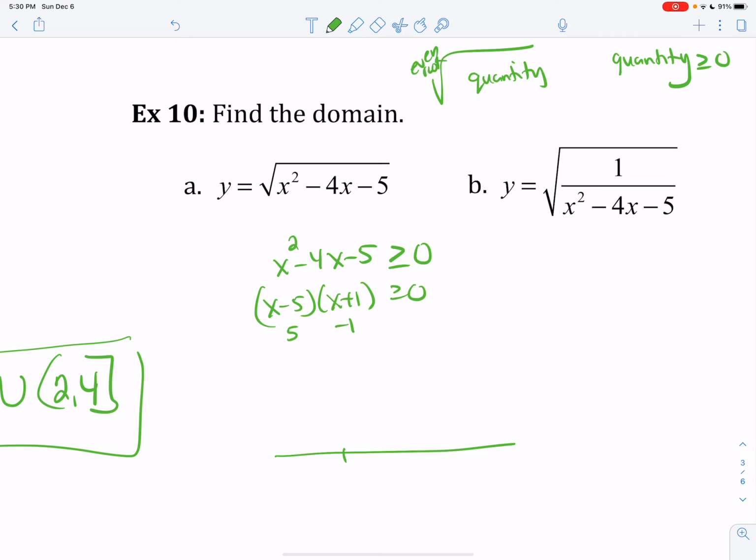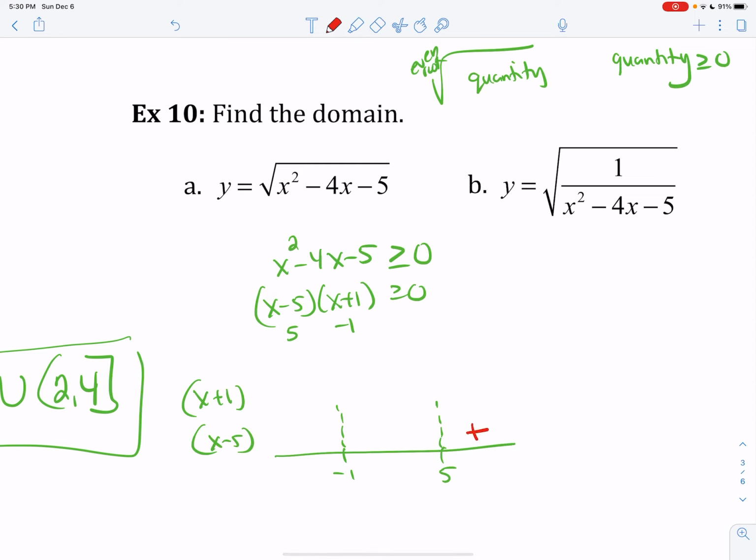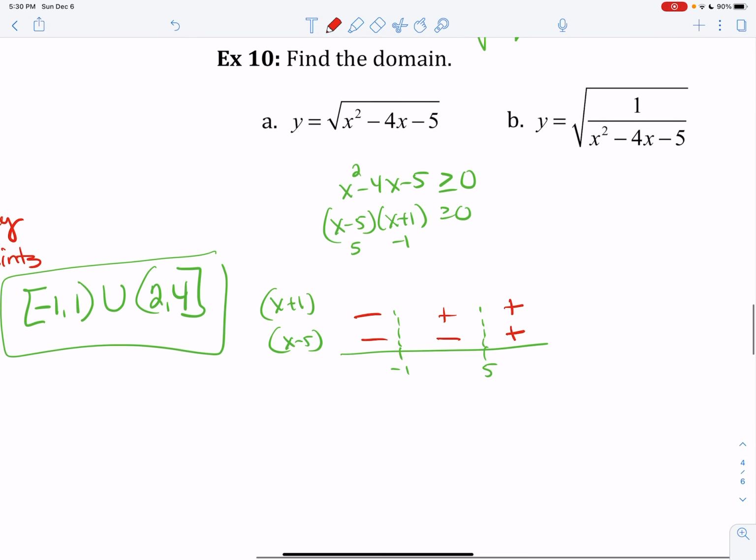I can do my quick little number line chart here, my sign chart. We had that factor of x minus 5 and that factor of x plus 1. We know the x minus 5 factor is positive to the right of 5, negative to the left of 5. The x plus 1 factor is positive to the right of negative 1, negative to the left of negative 1. You are multiplying those factors. So on the first column, we would get a positive number if we multiply two negatives. Here we would get a negative number. Here we would get a positive number.